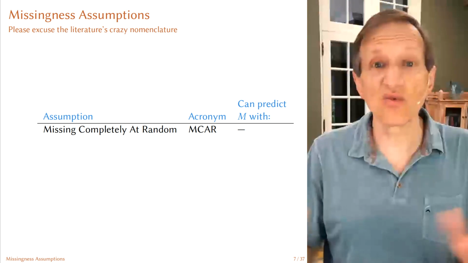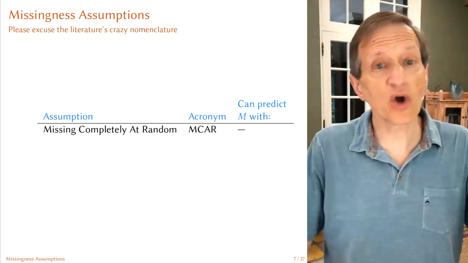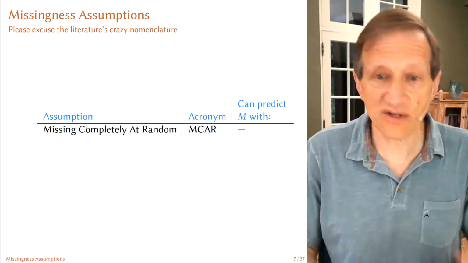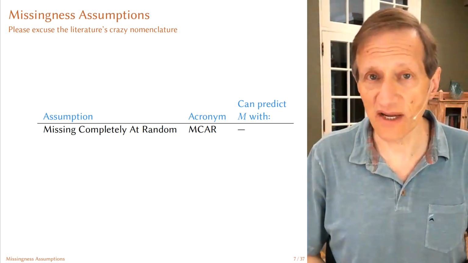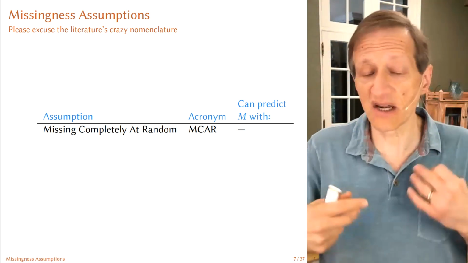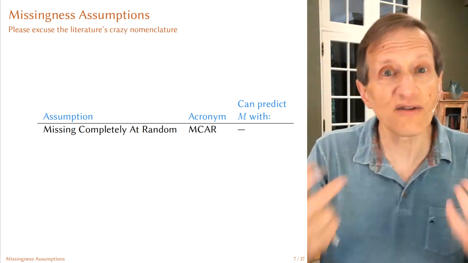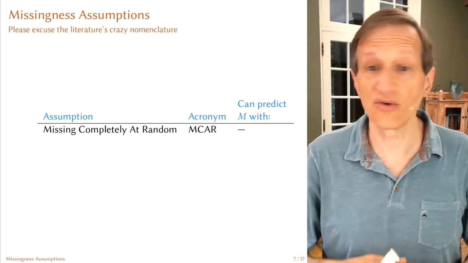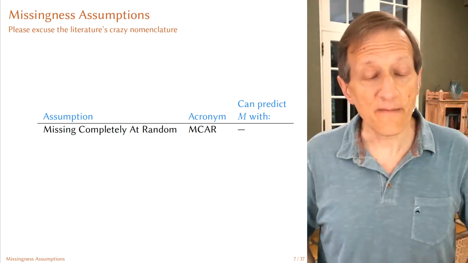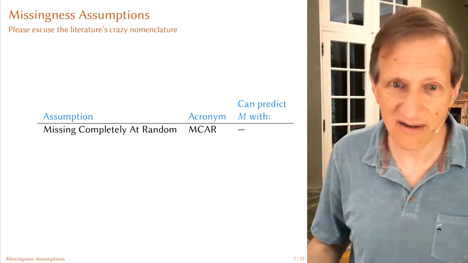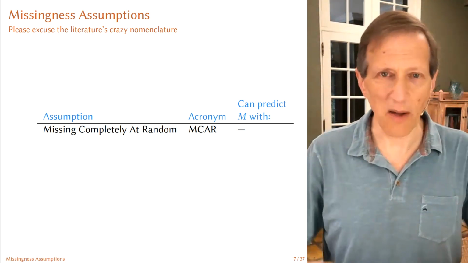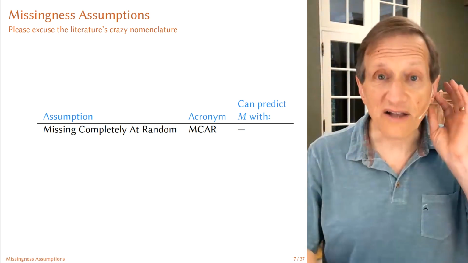can be predicted with nothing, right? So if you flip coins to decide whether you're going to answer questions, that's missing completely at random. And that's basically the model. The model is, it's just random. It's not a function of any systematic component or any explanatory variables. That's a very optimistic kind of assumption. It's probably not true, but it is one possible assumption.